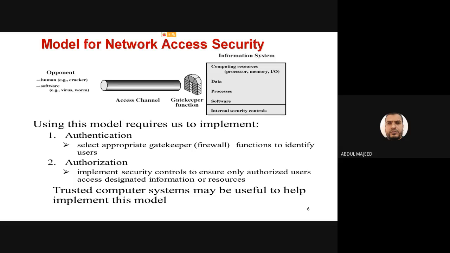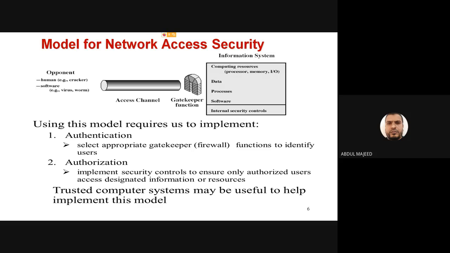Here, all the components are explained in the model for network access security. As we are talking about the opponents, opponents can be human beings, or opponents can be software. Manually we can attack the data, or we can have some program or application which can attack the data during the transmission. So opponents can be here.